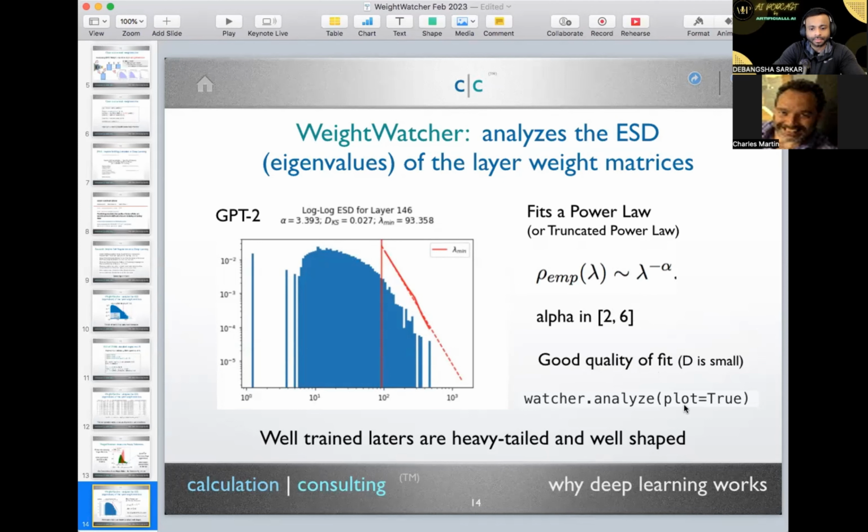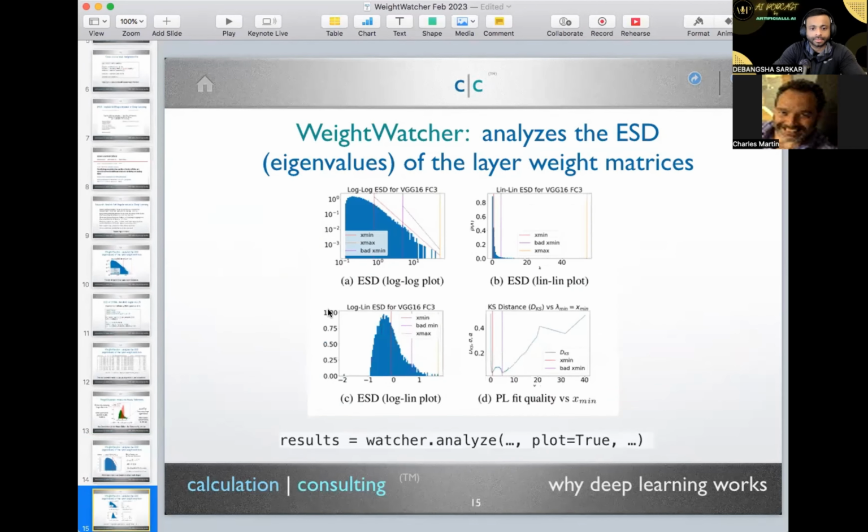If you say watcher.analyze with plot equals true, you can generate all these plots. And what you're going to find, and this is where the empirical data is very important, is that generally speaking, well-trained layers are heavy-tailed and well-shaped. The tool will generate plots on different scales: log, linear, log, linear, and the quality metric. And here, when we try to do the power law fit, this is a good example of what's going on.